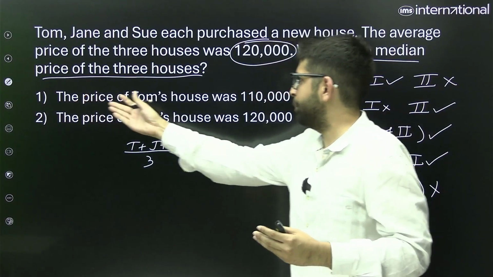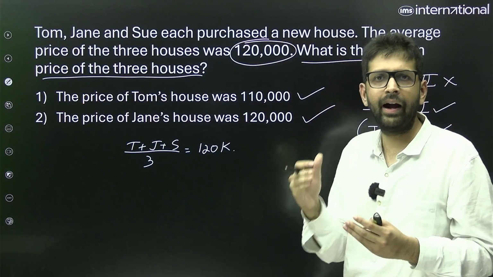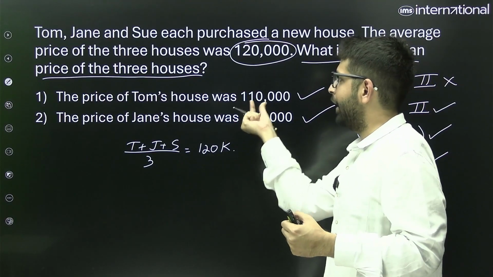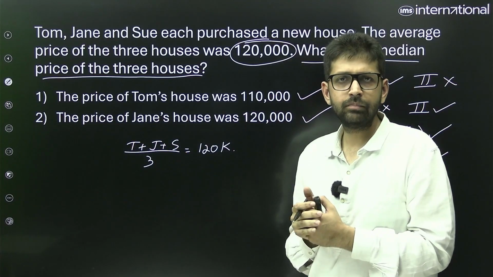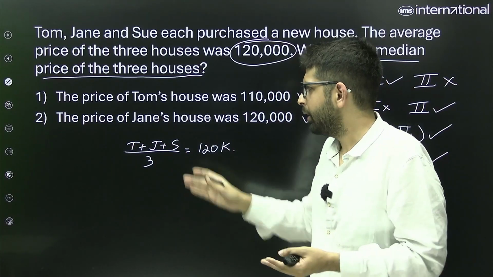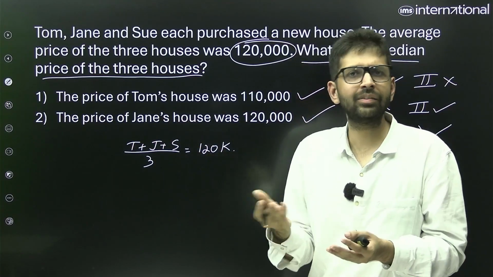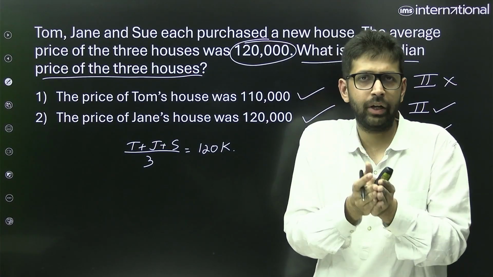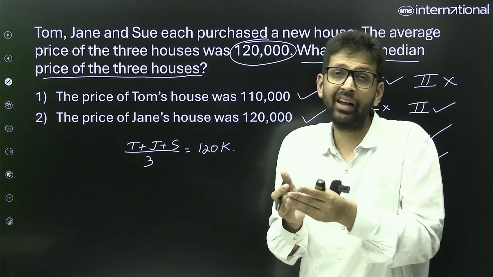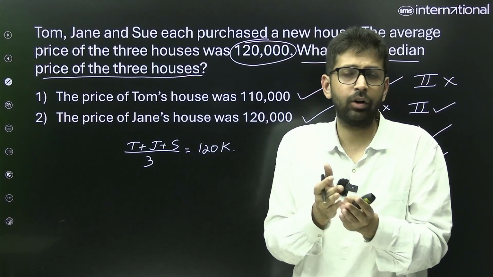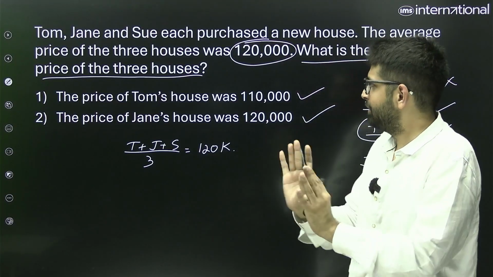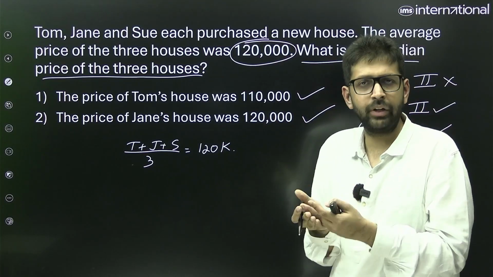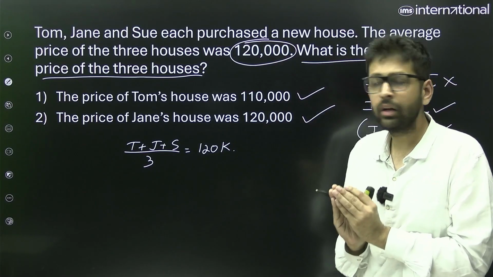So we will look at both these statements individually. The first statement is that the price of Tom's house was 110K. Now, if I put that 110K over here, the best thing I can do is calculate the value of J plus S. That's the best we can do. But I do not know what J is, I do not know what S is, and hence I won't be able to calculate the median. So we can safely say that statement 1 doesn't seem to be sufficient to answer this question.